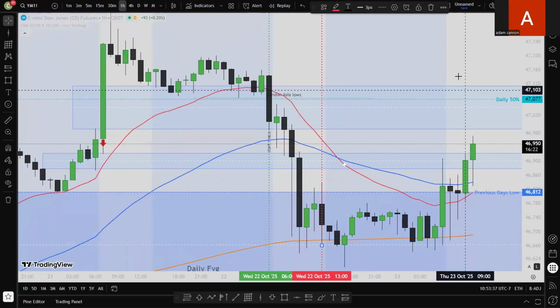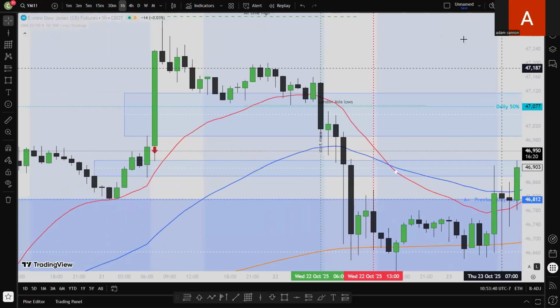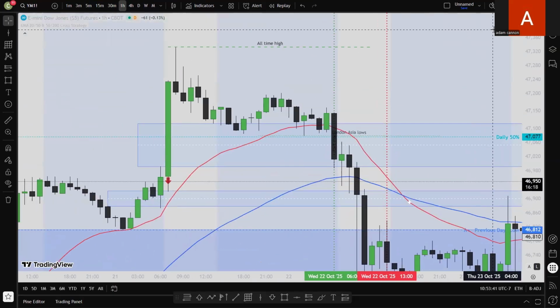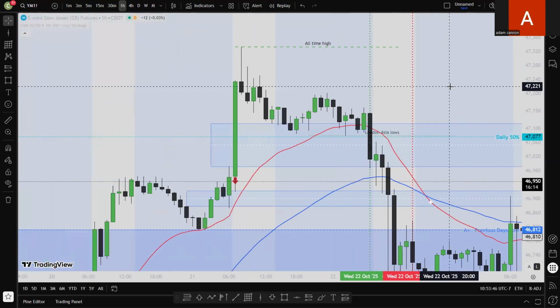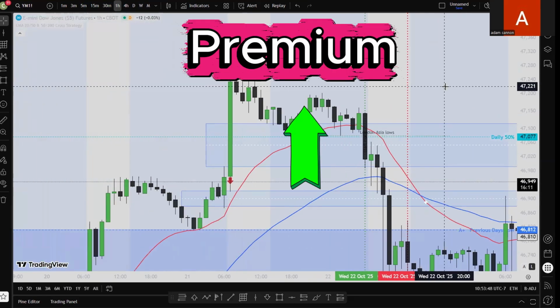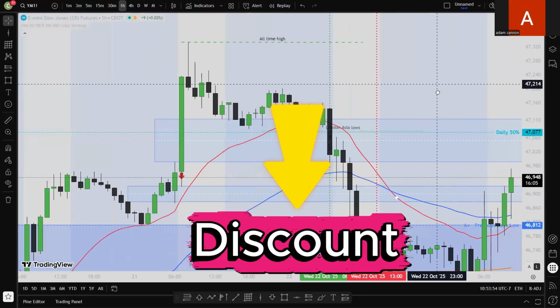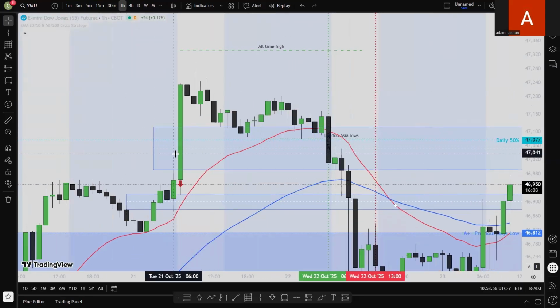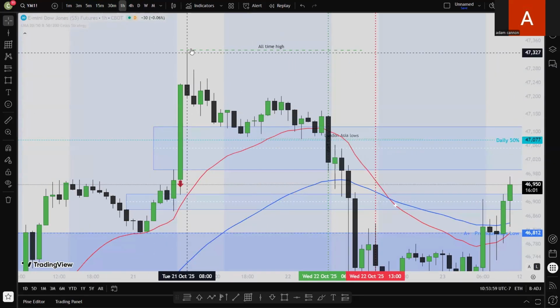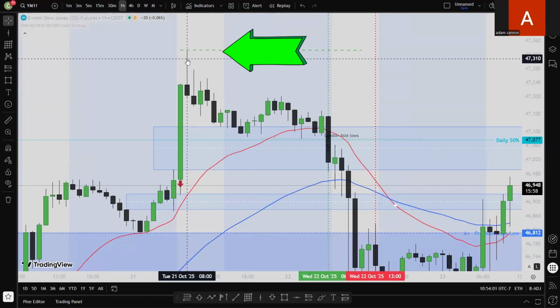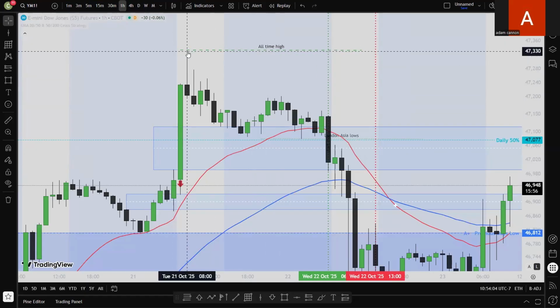All right, let's move forward here. So the first thing you want to do when you are considering a trade is consider what has happened in the premium and what has happened in the discount. So in this case here, you can see that on Tuesday, it came up and made an all-time high right here. This is the all-time high. So it made an all-time high very, very early in the week.